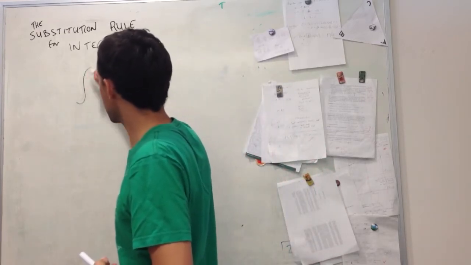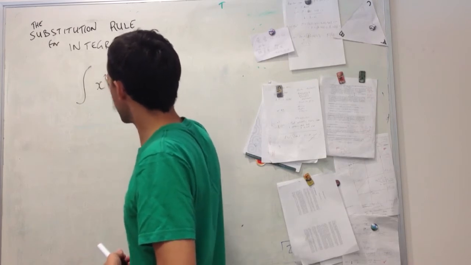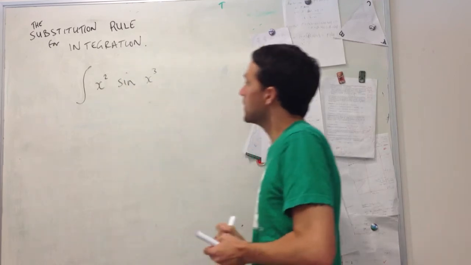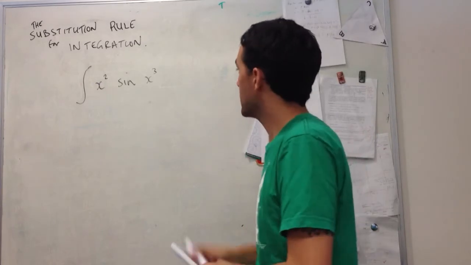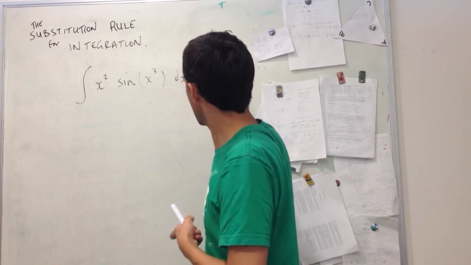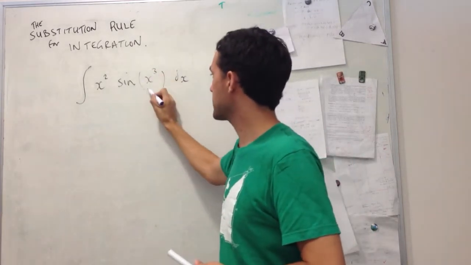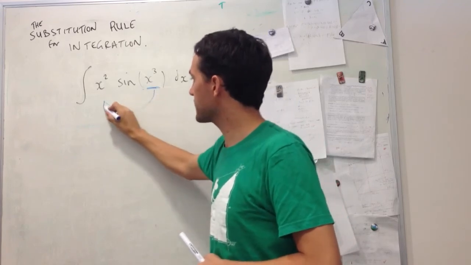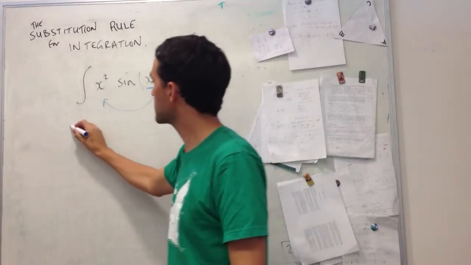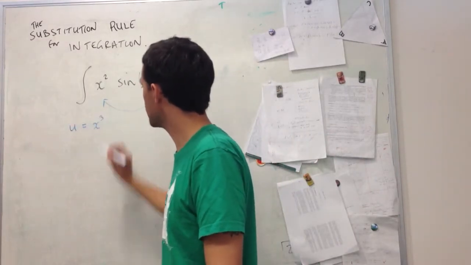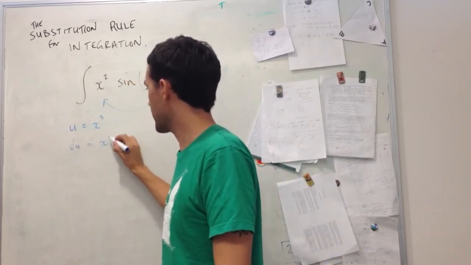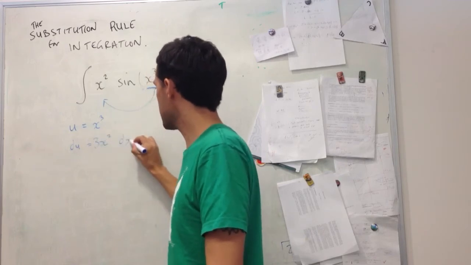So let's say I wanted to find the integral of x squared sine of x cubed. Now again, what I say is I've got sine of something. I might put that in brackets to make it a bit clearer. I can say I've got sine of something, and then the derivative of this is out here. So the logical substitution that I make is that u equals x cubed. And then I have du equals 3x squared dx.